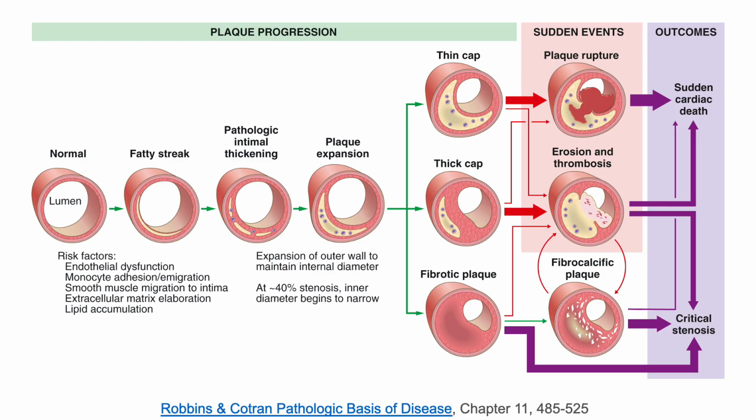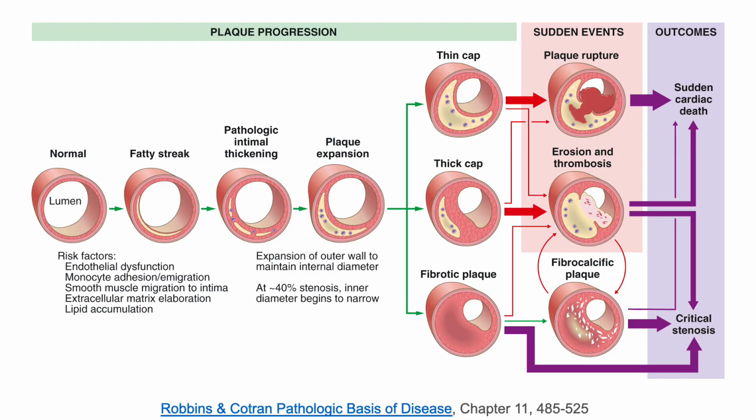Atherosclerosis progresses from a fatty streak to intimal thickening and eventual plaque expansion. But not all plaques are the same. Some plaques have a very thin fibrous cap and a large necrotic lipid core, and those plaques are more likely to rupture, leading to acute coronary syndromes and sudden cardiac death.